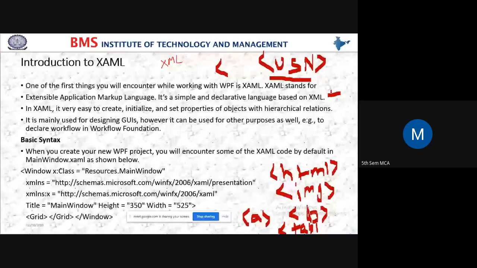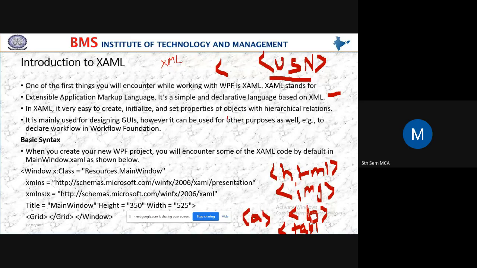In XML, you can create your own tags, students. One of the first things you encounter with WPF is XAML. XAML stands for Extensible Application Markup Language, and it is a simple and declarative language based on XML. In XML you can create your own tags, and in XAML it is easy to create, initialize and set properties of objects with hierarchical relations.